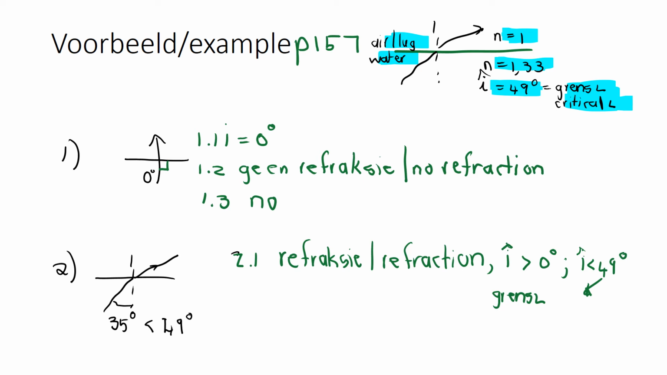So there's two reasons. One, you must say that your angle of incidence is bigger than 0 and it is smaller than your critical angle. Ons het mos gesê die ligstraal moet met 'n hoek op die oppervlak inval.